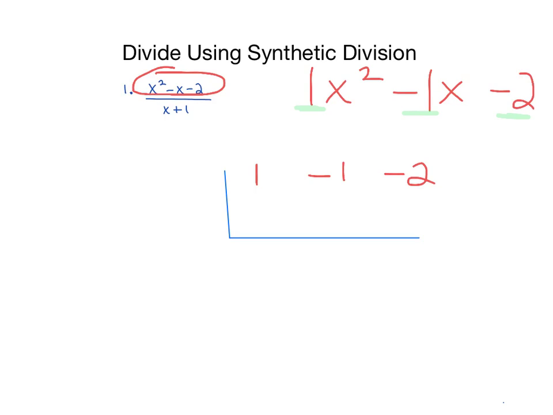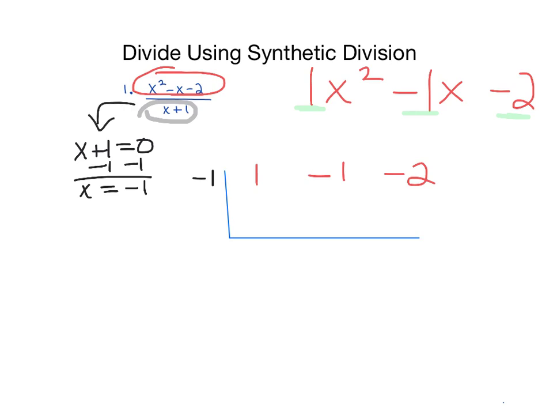Now, outside of this L shape is going to be the number I'm dividing by. So I take the denominator, and I'm going to set it equal to 0. And the number I'm going to divide by is negative 1. Now, if it's an x plus 1 or an x minus something, you can generally think of it as just the opposite sign. But the way that you figure out what number you're dividing by is you solve for x.